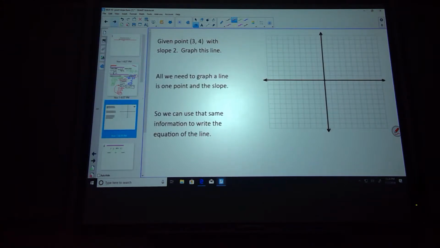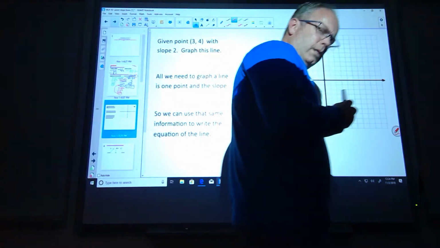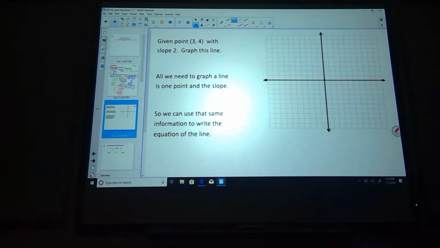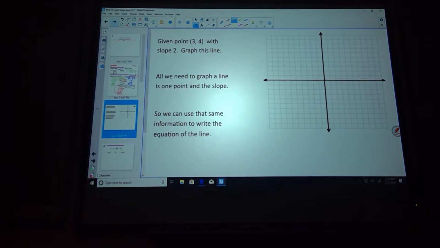All right. So let's do this. We have the point 3, 4. So how do I graph 3, 4? Yeah, so over 3, 1, 2, 3, and up 4. And I got a dot right there. Does everyone feel comfortable? 3, 4 is right there?